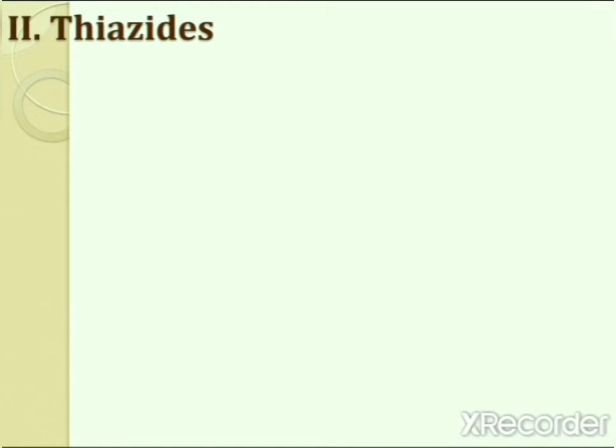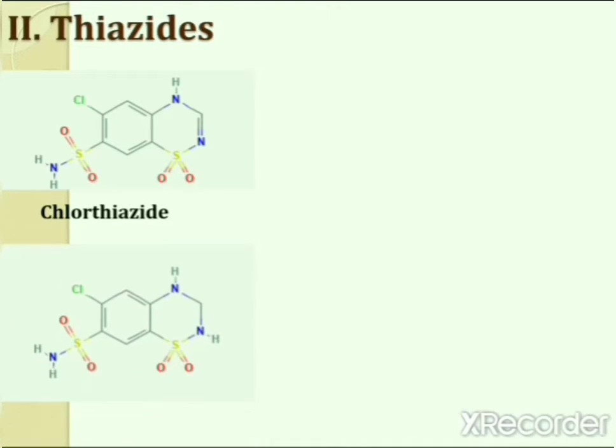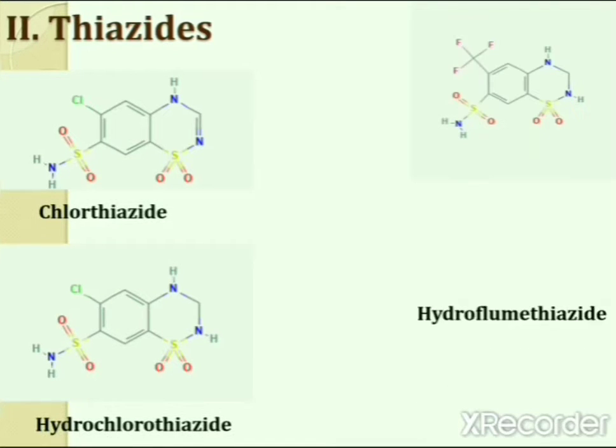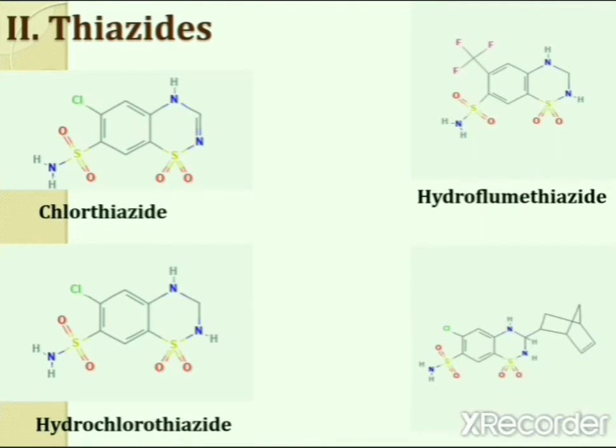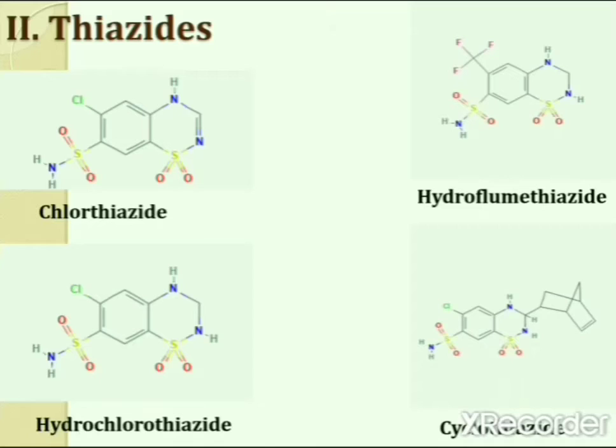Second category is of thiazides. Thiazide refers to both a class of sulfur-containing organic molecules and a class of diuretics based on the chemical structure of benzothiazide. Drugs in this category include chlorothiazide, hydrochlorothiazide, hydroflumethiazide, and cyclothiazide.